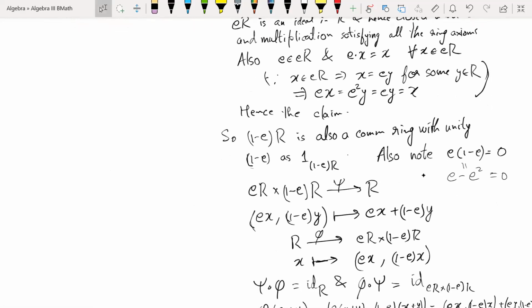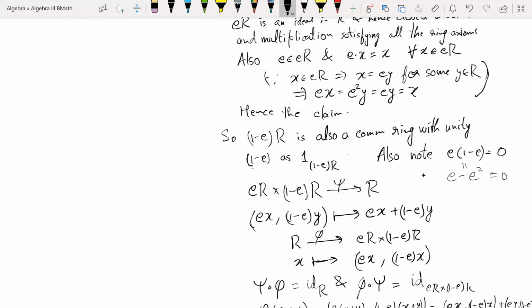So what is C composed phi? Phi sends X to EX, comma 1 minus EX. And then if you apply C, it will just add these two. If you add these two, you get X, because EX cancels out, and what you get is X. So that tells you that C composed phi is the identity of R. Just by evaluating these two maps on these elements, you can see this.